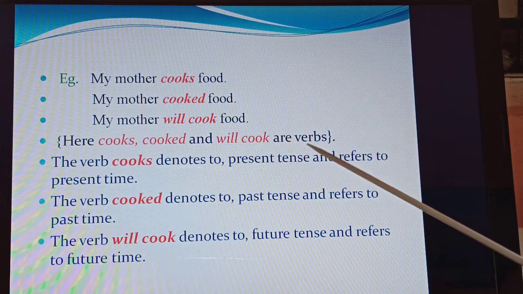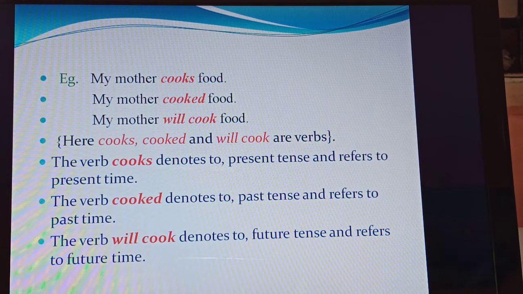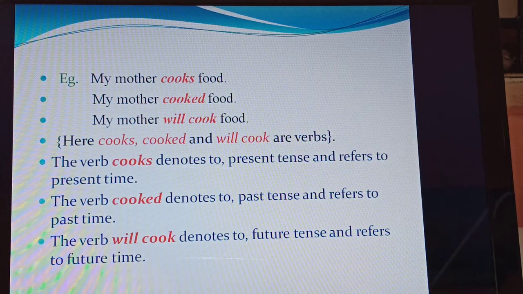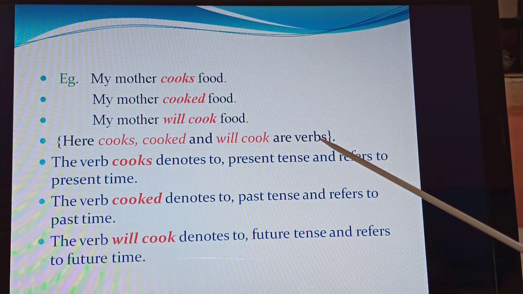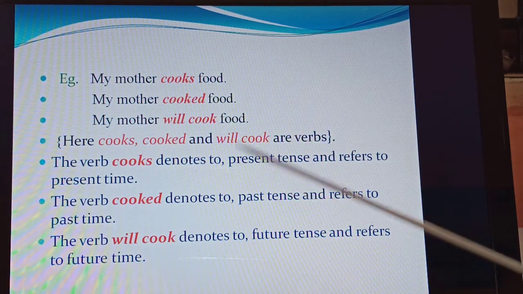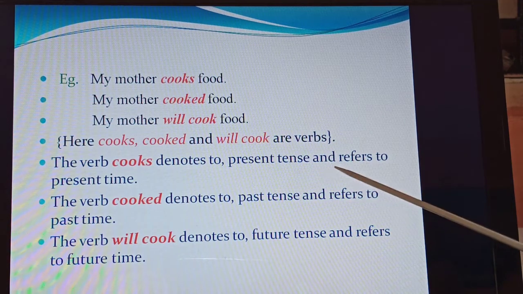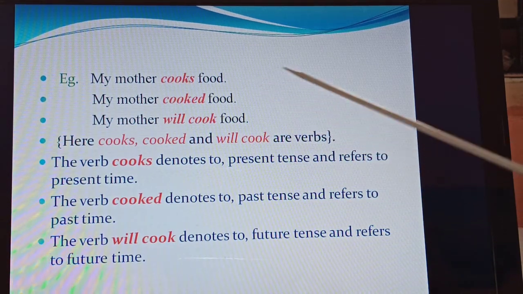These are called verbs. What is verbs? I suppose you know it. Verbs are the action words or doing words. Here I have written cook, maybe play, singing, writing, eating. These all are called verbs. Action words are verbs. And so the verb cooks, the first sentence, it denotes to present tense and refers to present time. So it is the present tense.